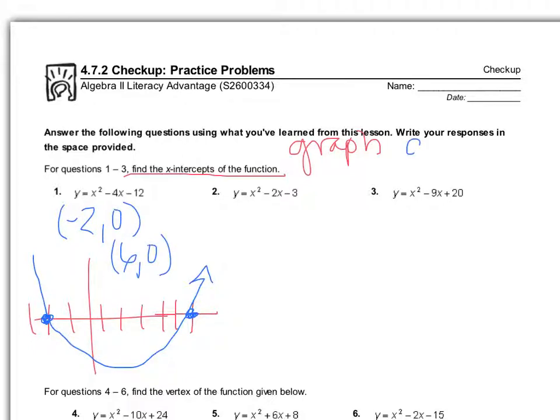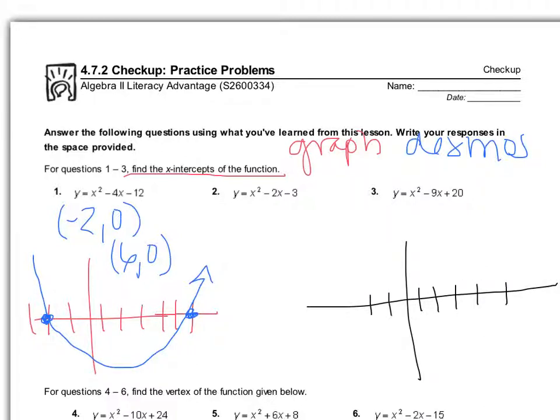Again, graph it and use Desmos. Okay? If you graph number 3 on the calculator, it's going to look like this. And it's going to cross the x-axis at this point, which is 4, and this point, which is 5. So your x-intercepts are 4, 0, and 5, 0.